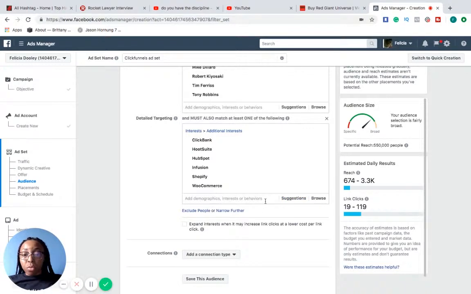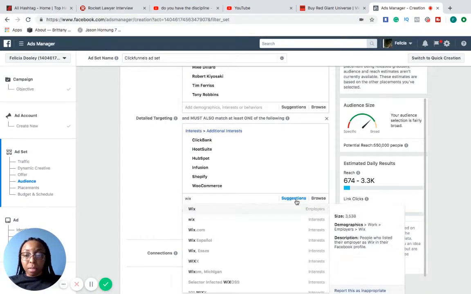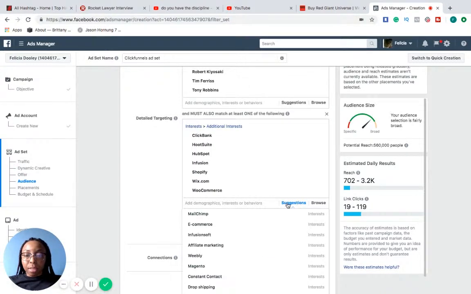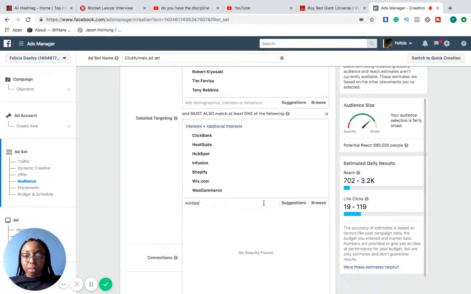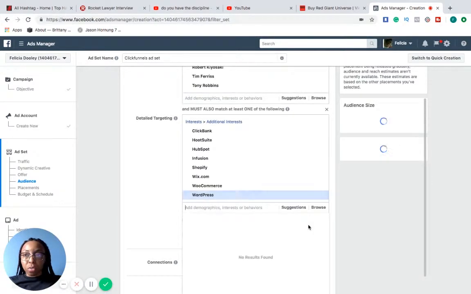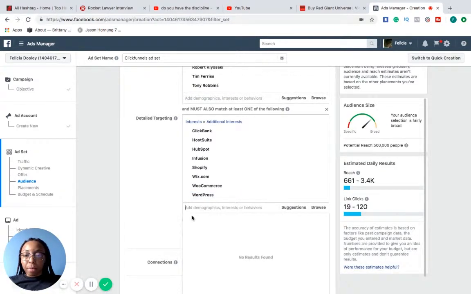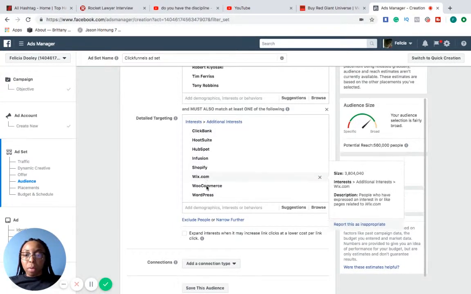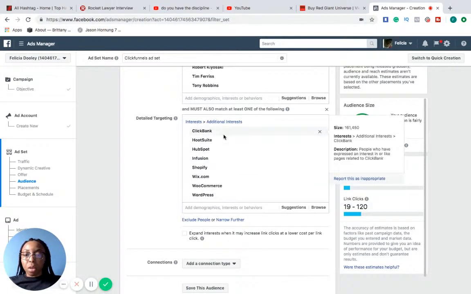People that might use Wix. I think Wix was up there. Wix.com. Bumped us up another 10,000. I think I saw, if I'm not mistaken, WordPress. People try to sell things. And you see how it says WordPress employers and also interest? We want to put interest. Okay. So now we already have platforms that people may use to actually promote some of the stuff that they do.